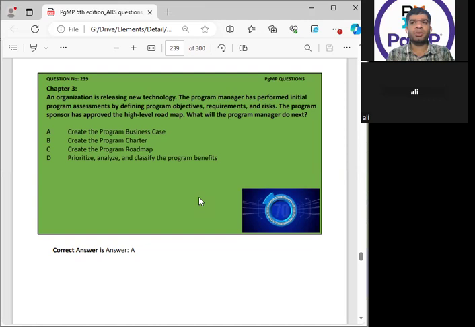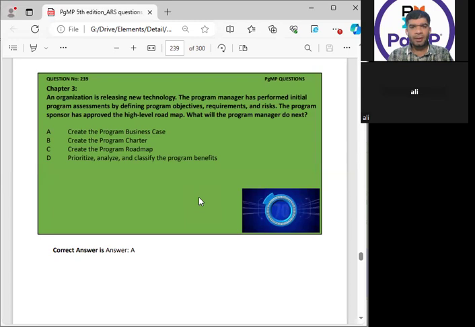You have just started your program formulation phase. So what is the next step? The next step in this type of question is always first to do the business case. Then even if the question says your business case is approved, what is the next step? Then first you will create the program charter. Then the third step is to prepare the program management plan or the roadmap. How can you make the program roadmap skipping the business case and the charter?